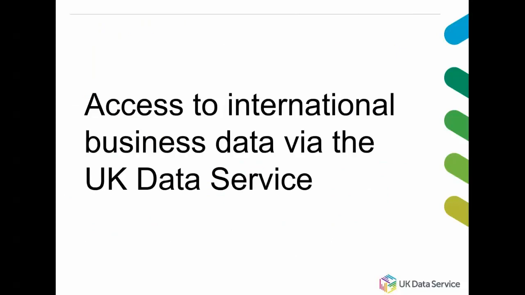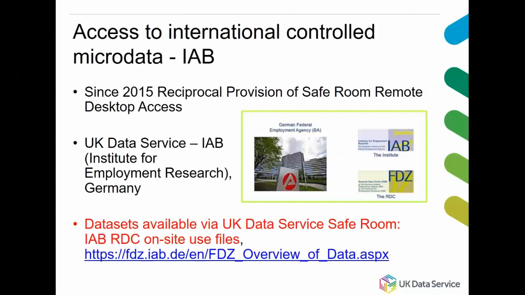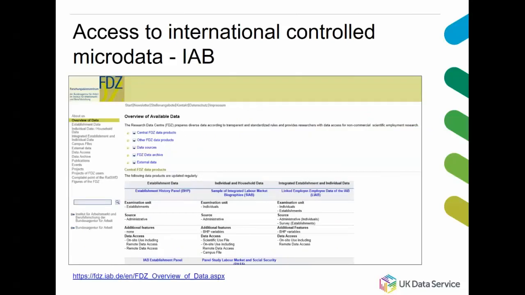I'm very pleased to say that we also provide access to international business data via the UK Data Service. So since 2015, we have an agreement with the IAB, with the Institute for Employment Research in Germany, to make their data available via our safe room here at the University of Essex. And the datasets available can be found at the URL that I have provided here. However, this is how it looks. So this is their website and an overview of the data.